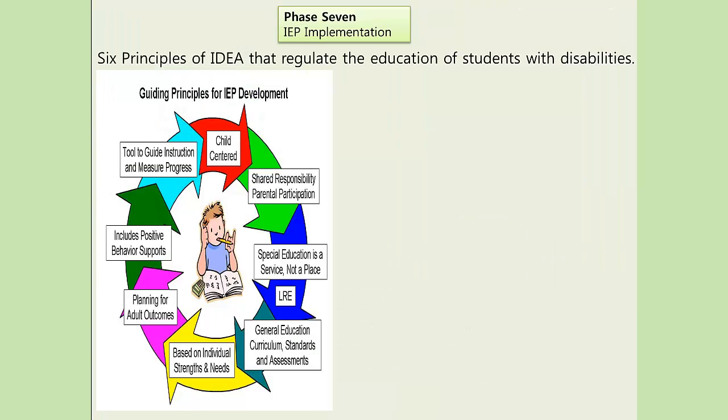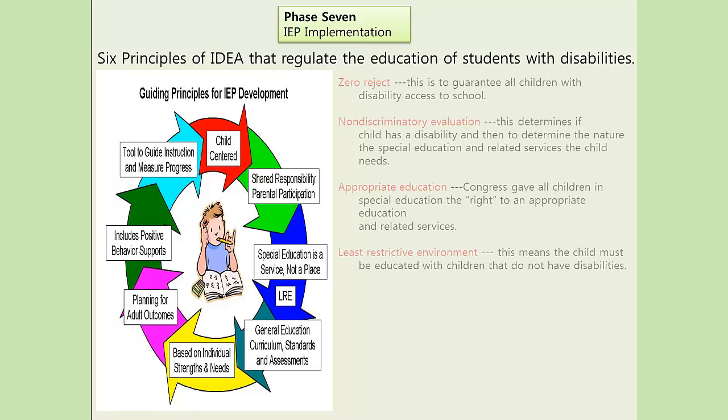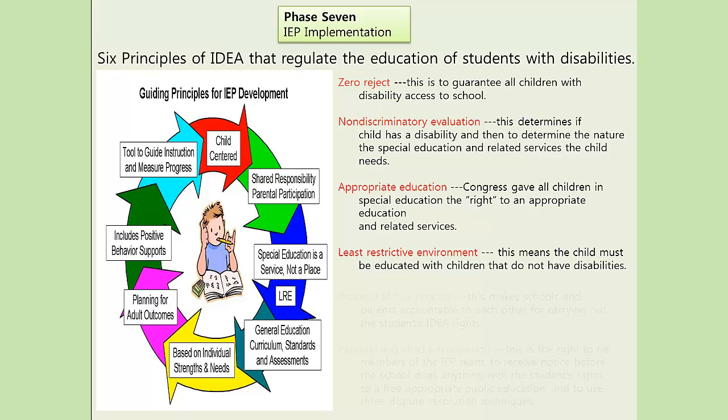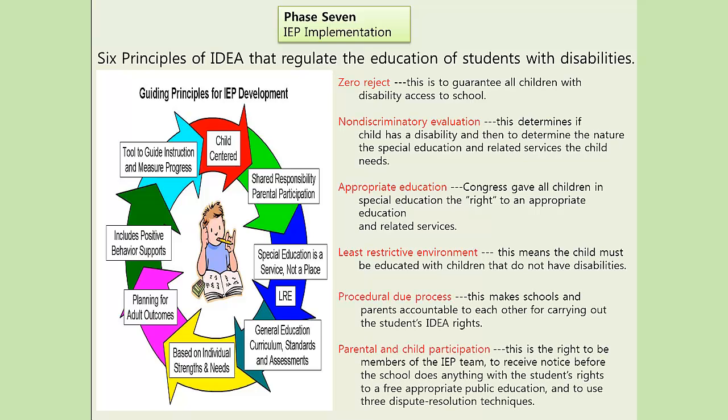Phase 7, IEP Implementation. Once the IEP is developed and signed by the members of the IEP team, it is the responsibility of the entire IEP team to ensure that the IEP is implemented. The IEP team may meet as frequently as needed to discuss the implementation of the IEP.